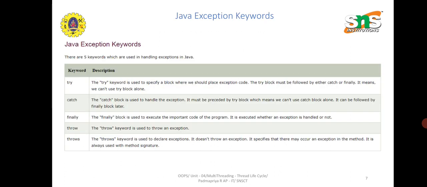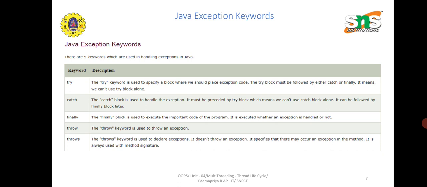Java exception keywords. There are 5 keywords which are used in handling exceptions in Java. Try. The try keyword is used to specify a block where we should place exception code. The try block must be followed by either catch or finally. It means we can't use a try block alone. The catch block is used to handle the exception. It must be preceded by a try block, which means we can't use a catch block alone. It can be followed by a finally block later.